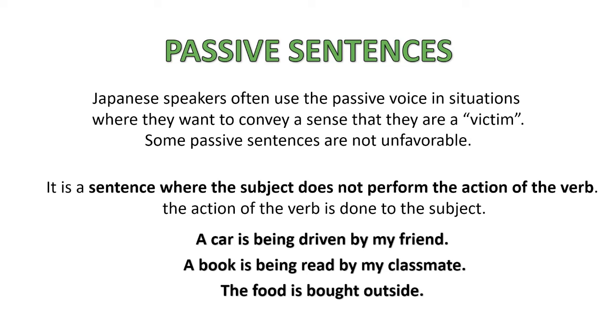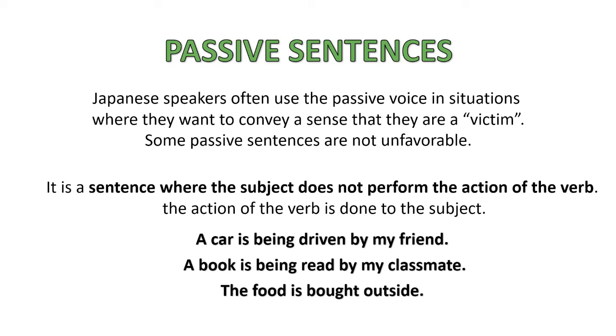In English, a passive sentence is a sentence where the subject does not perform the action of the verb. So the action of the verb is done to the subject instead. Okay? For example, these sentences here. A car is being driven by my friend. So here, the car is the subject. It is the one being acted upon by the friend.